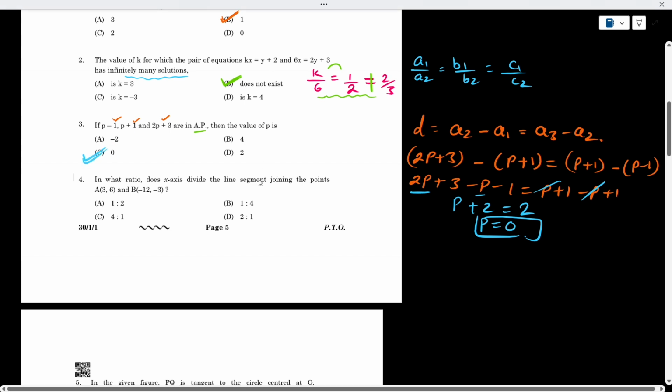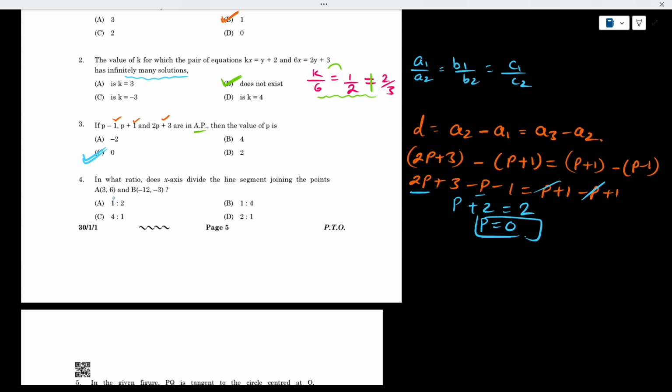Now after that, question number 4. What is given here? In what ratio does the x-axis divide the line segment joining the points A and B, right? What is the rule here? If I need to find the ratio, I can take it as k is to 1. So here, if this is A and this is B, I take the points 3, 6 and minus 12, minus 3, and P is the point here.